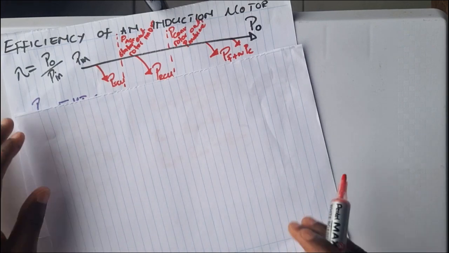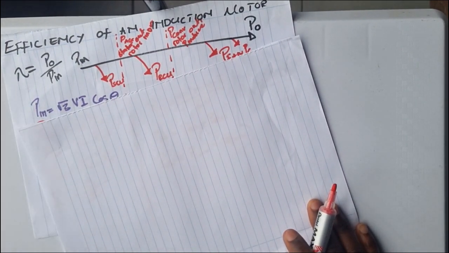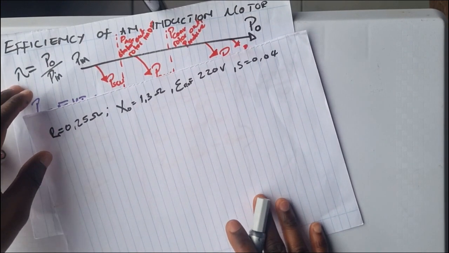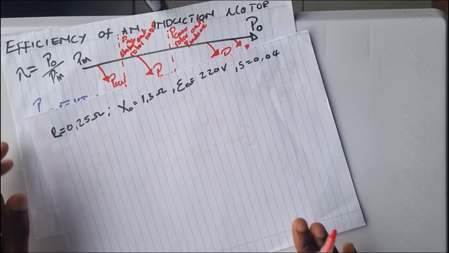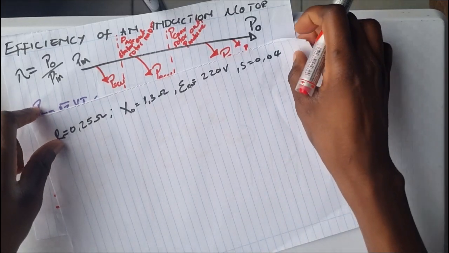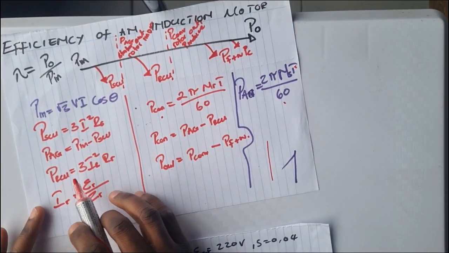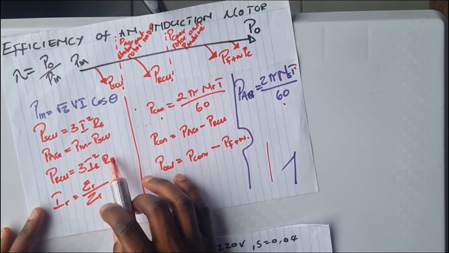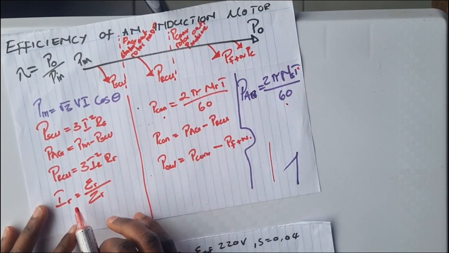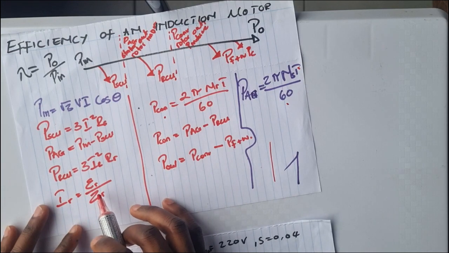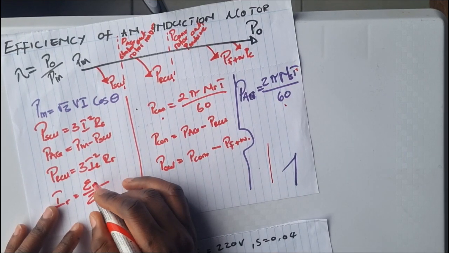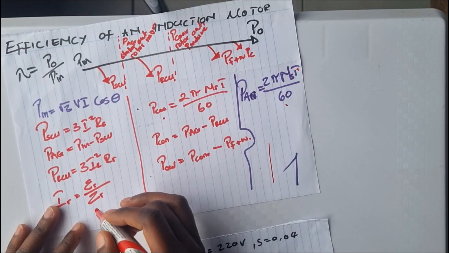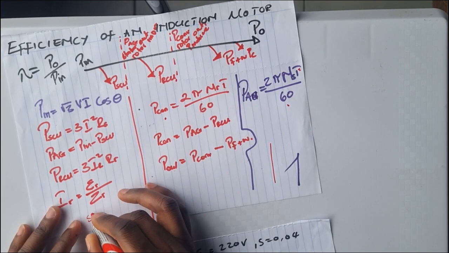Okay, I paused the video to quickly write the data that we have been given. To calculate the rotor copper losses, you can use this formula here, which is 3 IR squared R, where IR is the rotor current. To calculate the rotor current, we can use this formula here. What we have to know is that the EMF of the rotor at standstill is where S is equal to 1.